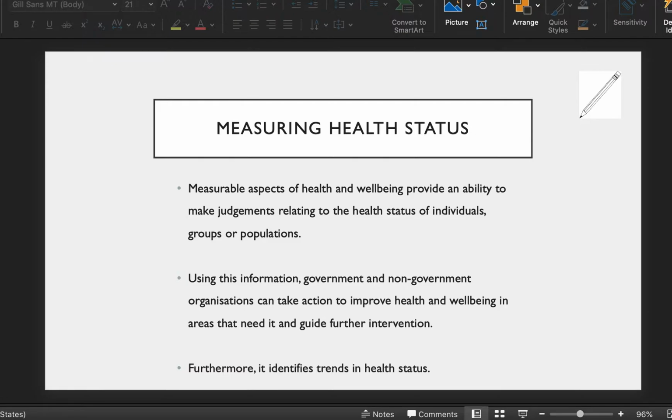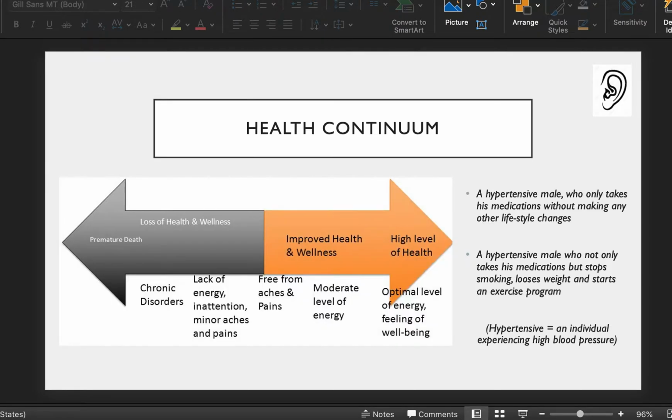So, government and non-government organisations take action to try and improve the health and well-being and guide further intervention. So if they notice that a population group such as overweight Australians are heading for an early demise in their life, or they might be at higher risk of certain health diseases, then companies like the Heart Foundation can jump in and provide healthy alternatives to eating, healthy alternatives to physically active lifestyles, and try and turn it around and make people's life expectancy longer and make them live healthier lifestyles. So we can look at trends, and trends are going to help us in the future.